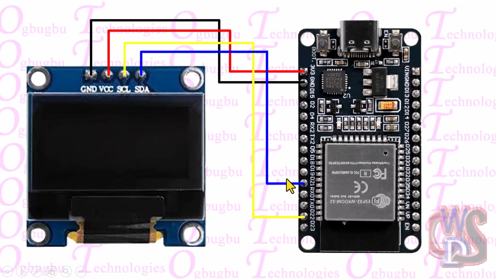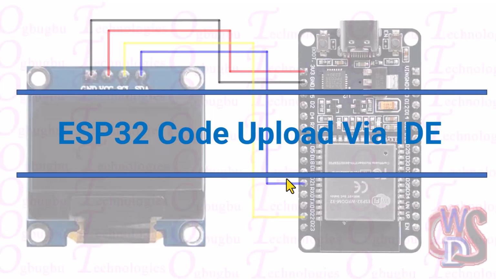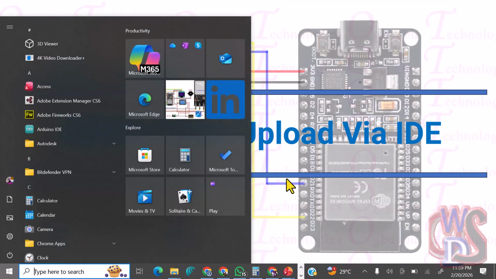Now, this is just the connection you need for this internet clock. So basically, all you need to do at this point has been done in terms of the connection. So right now, what we need to do next is upload our code via Arduino IDE. So right now, let's just do that.